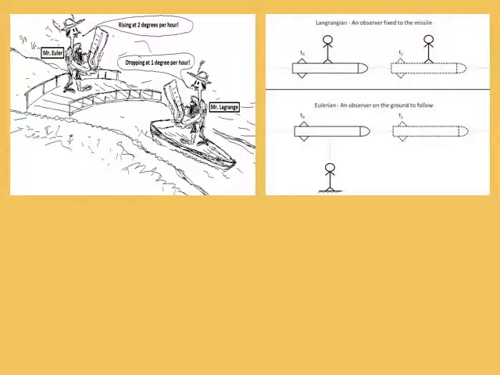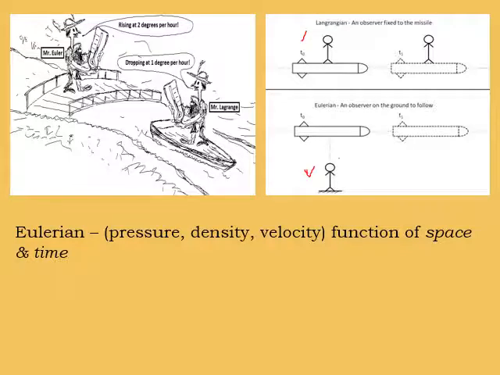Once again, this figure shows the Lagrangian method. That means the observer is connected to one particular missile. But in the Eulerian method, the observer is at a fixed point. The observer is at one fixed location and the missiles are passing through. In the Eulerian method, pressure, density and velocity are functions of both space as well as time. But in the Lagrangian method, they are only a function of time.